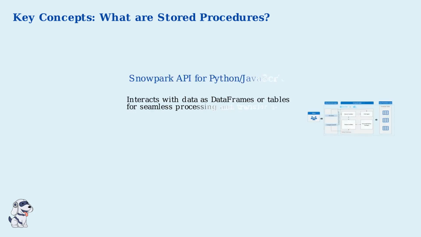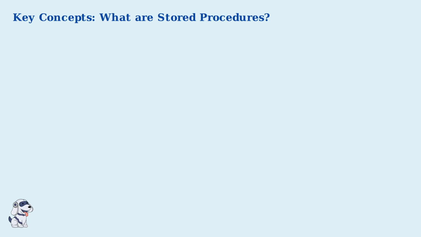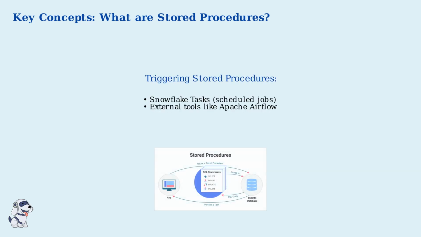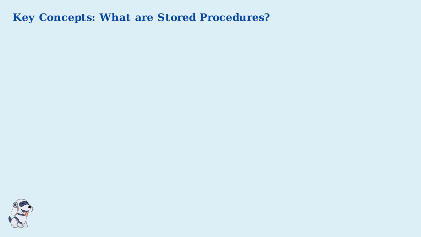When using Python or JavaScript, Snowflake's Snowpark API is utilized. Snowpark allows interaction with data as data frames or tables, enabling seamless data processing and transformation within the stored procedure. These procedures can be triggered by Snowflake tasks, which are scheduled jobs, or external tools like Apache Airflow. This versatility makes stored procedures highly adaptable for various automation needs in data engineering and analytics.